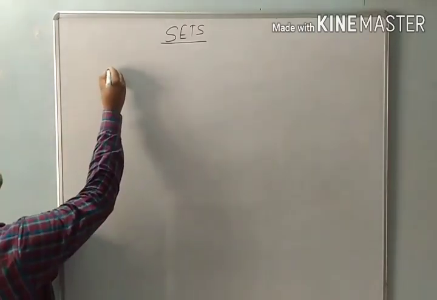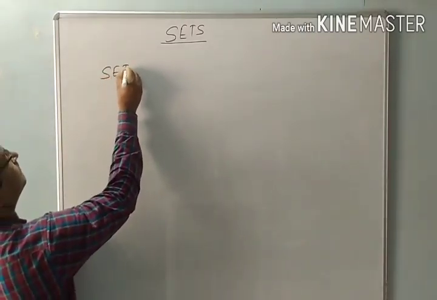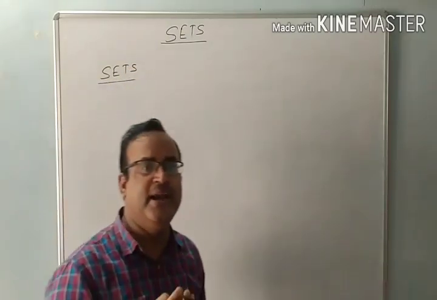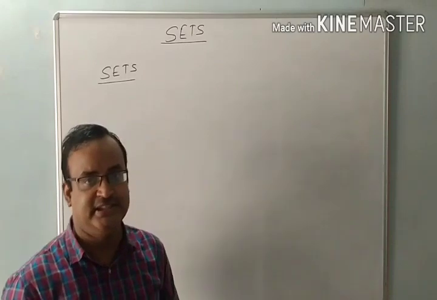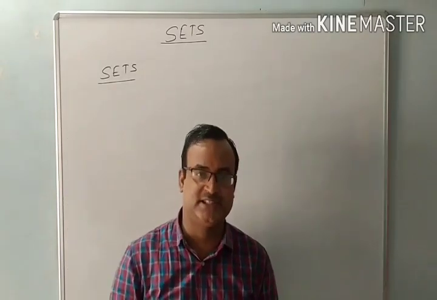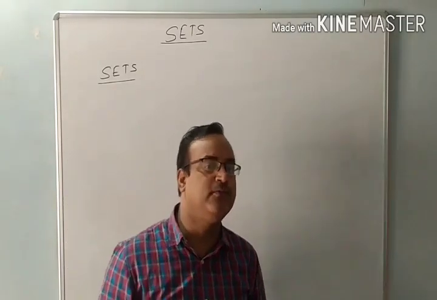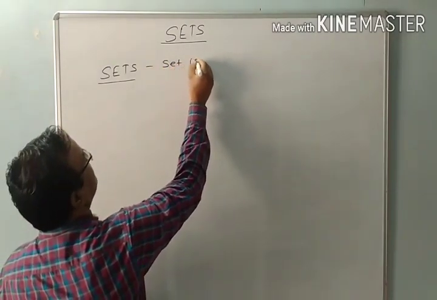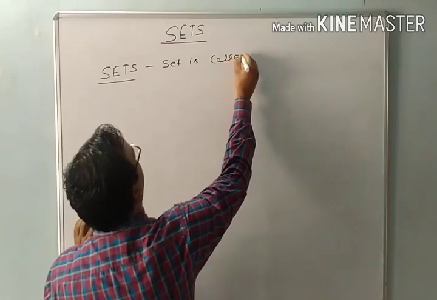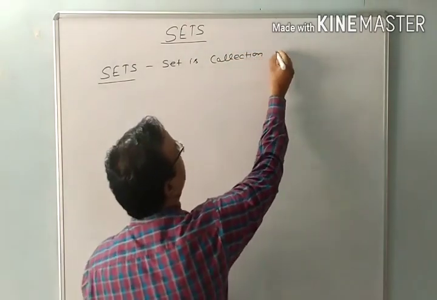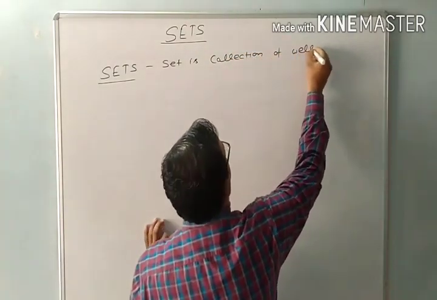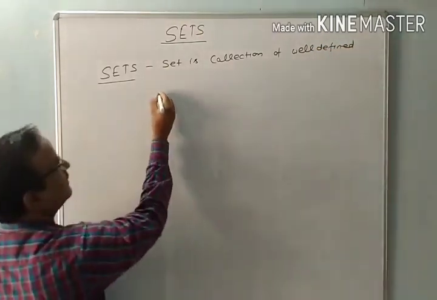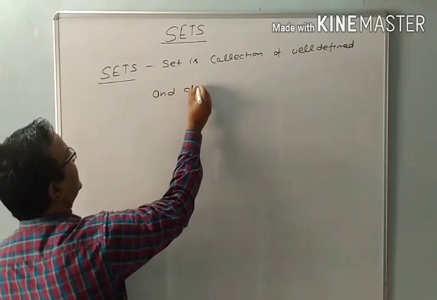What is a set? A set is a collection of well-defined and different objects. This is the definition of sets. Now I'm going to write the definition. Set is a collection of well-defined and different objects.